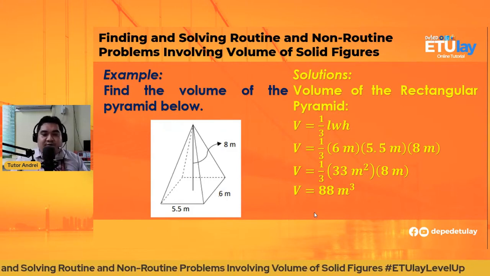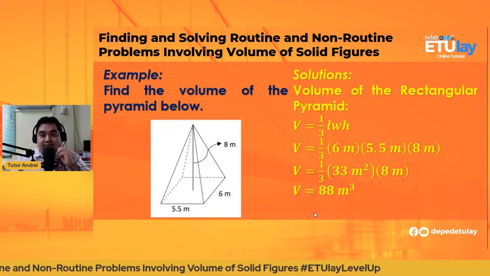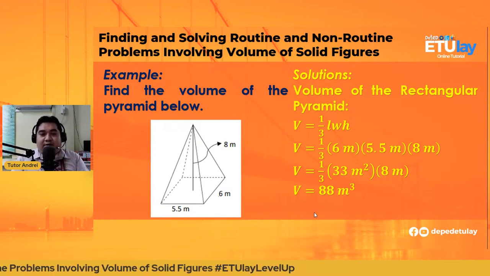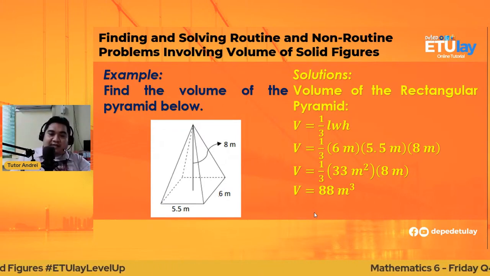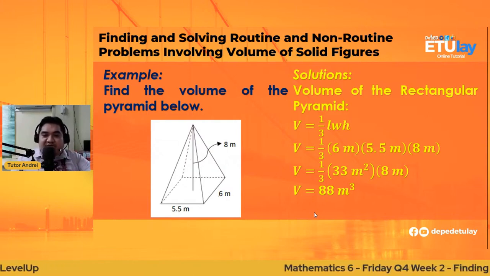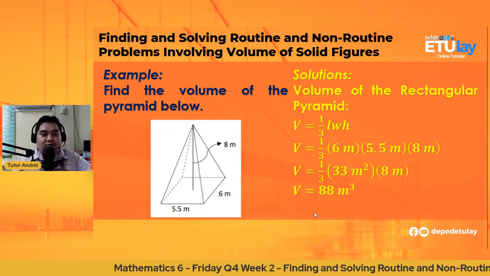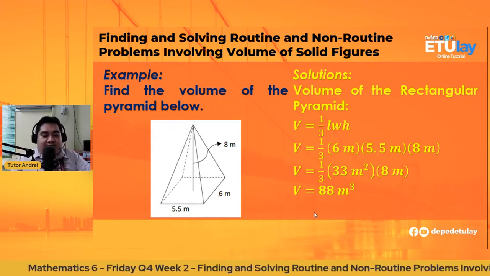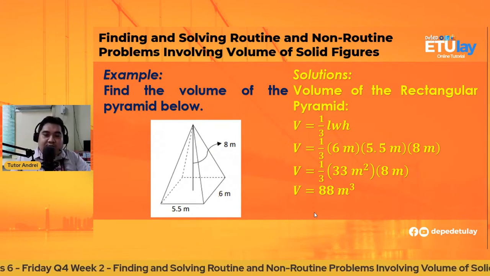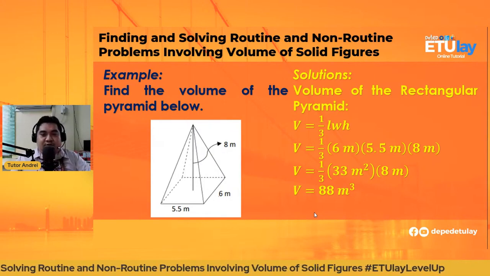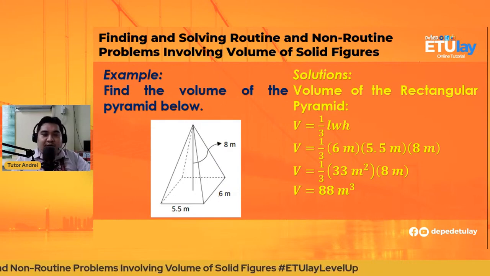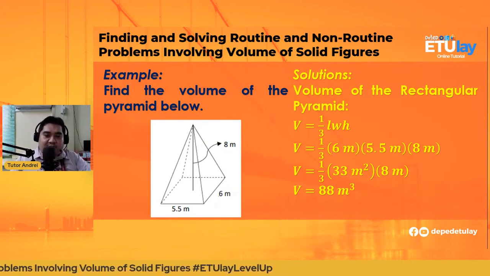So of course, to solve for the volume of the pyramid, we have to plug in the length, width, and height of the rectangular pyramid. So the length is 6 meters, the width is 5.5 meters, and the height is 8 meters. So therefore, we now have the volume equal to 1/3 times the product of 6 meters, 5.5 meters, and 8 meters.